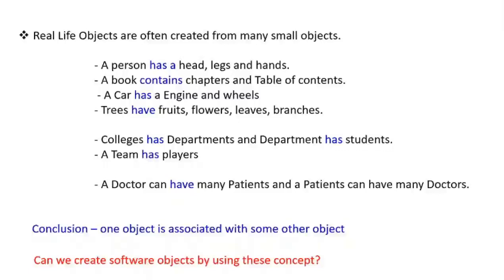Another thing we can note in this case is that these small objects which become part of a person are created when the person is created. A second example we can see here is a book, which contains chapters and a table of contents. In this case also, chapters and table of contents are an inherent part of a complex object called a book. These are inseparable. Similarly, we can take the example of a car. A car has components, simpler objects, like engine, wheels, gear, accelerator, and so on.